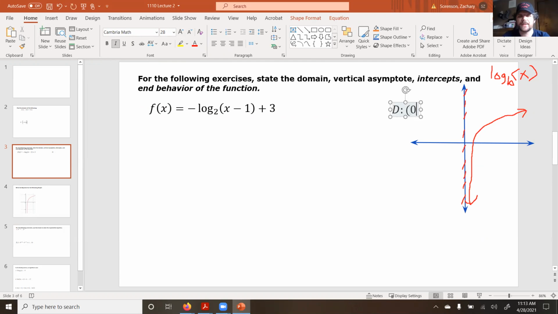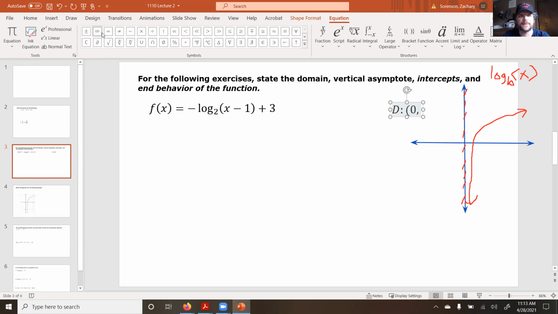And we can see that in 2 ways. One, we can just look at the graph. It's not that much of a stretch to see that's 0 to infinity. But also, if I have a generic log base b of x graph, I find the domain by setting the inside, which is just a single x, greater than 0. Boom, there's my domain.